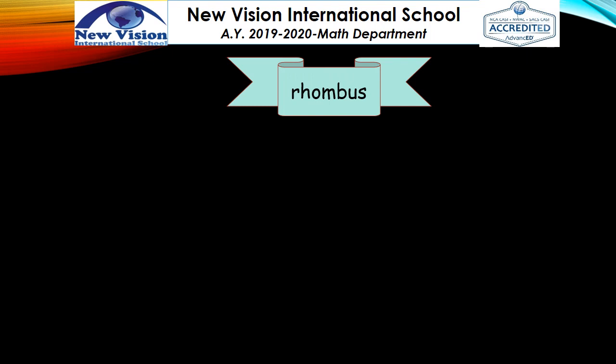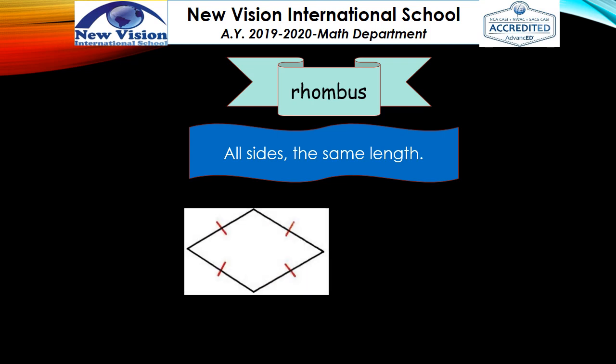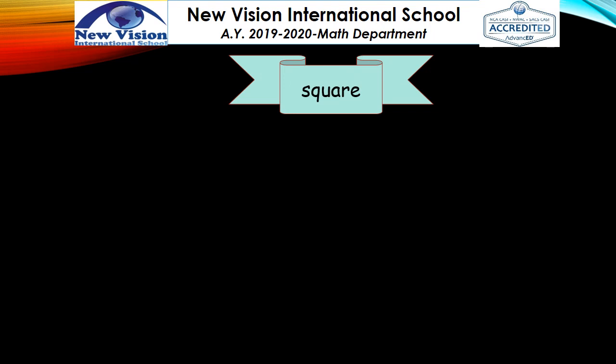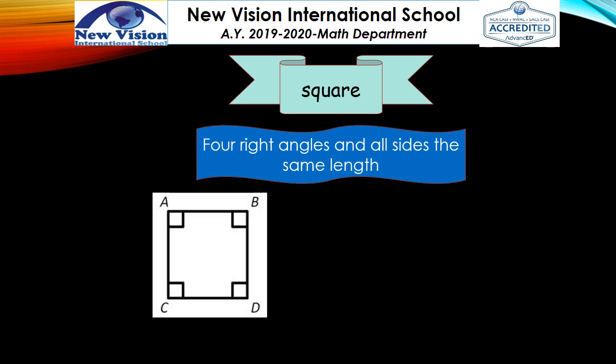Next is a rhombus. A rhombus has all sides the same length. A rhombus is a special parallelogram. So look at the shape here. All the sides have the same length. So these are rhombuses. Next, we have the square. A square has 4 right angles and all sides the same length. A square is a special parallelogram.